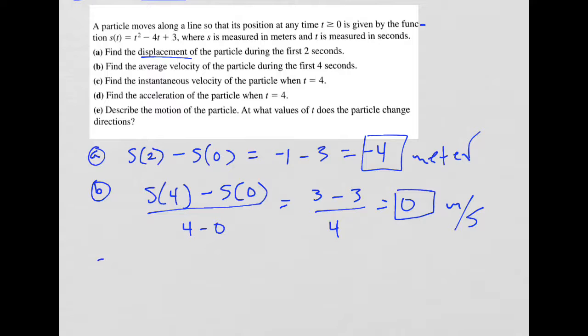Moving on to part C. Find the instantaneous velocity of the particle when t equals 4.